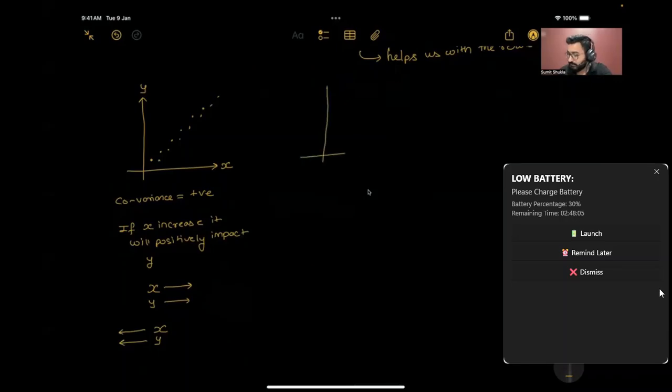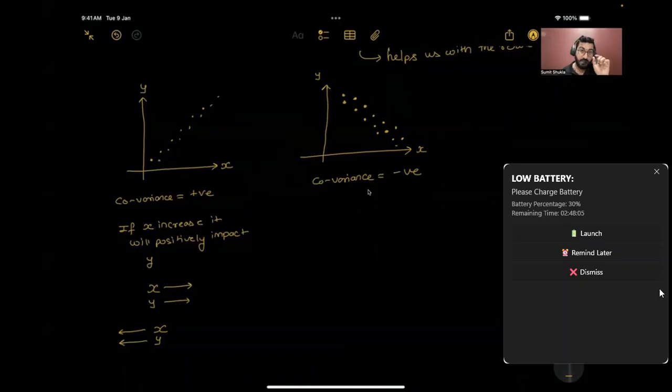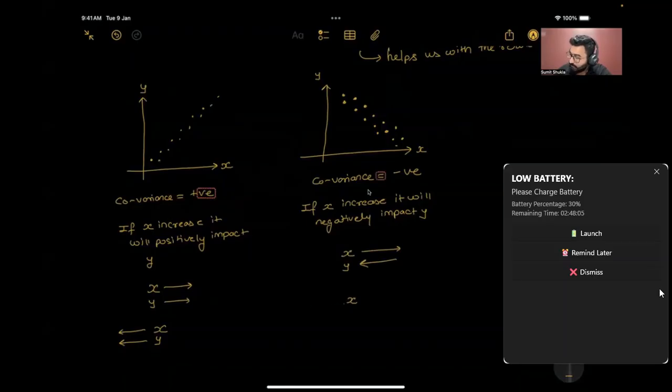If we are talking about this scenario, x, y, and let's say the data points are like this. Now in this case, you can see that as x is increasing, y is decreasing. So here, my covariance would be negative, some negative value. Again, the value is non-interpretable, so we don't know how to understand it. We will ignore it as of now, but it will be negative. So what is the meaning of that? If x increases, it will negatively impact y. So if your x is increasing, your y will show an opposite behavior. If your x is, let's say, reducing, your y will increase. So this is how it will happen.